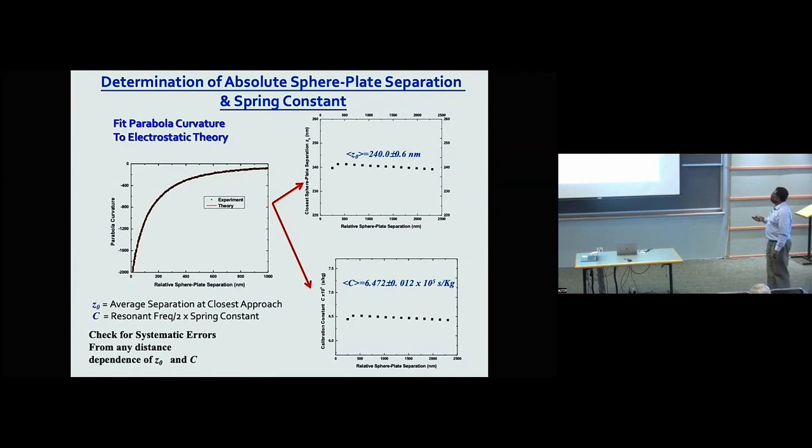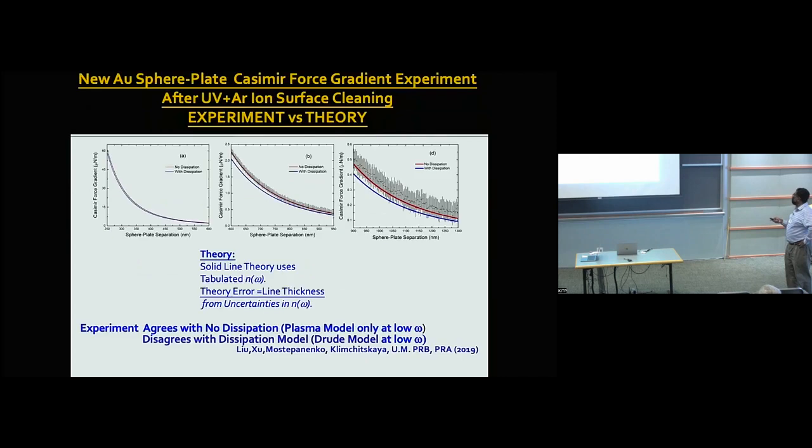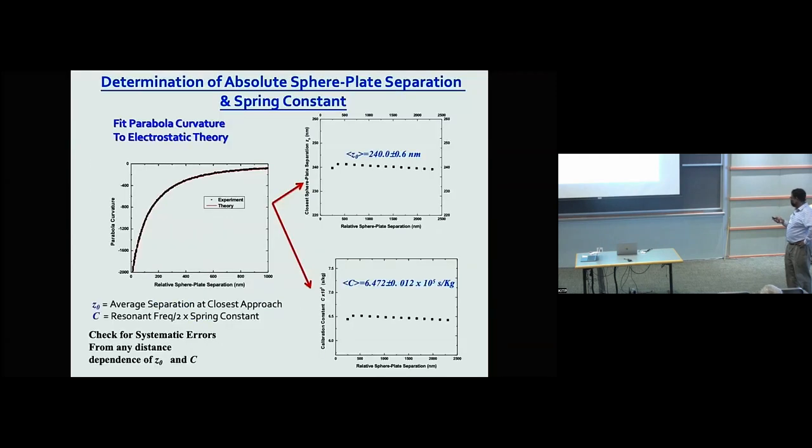So an important check is this calibration constant, the absolute separation distance. Here's the curvature of the parabola as a function of separation. You fit different sections of it and make sure that you get the same value for all the separation distances. If that is not true, it means you have some systematic errors that are mostly electrostatic. Same thing for the spring constant. You have to check that the effective spring constant C here doesn't change as a function of separation distance.